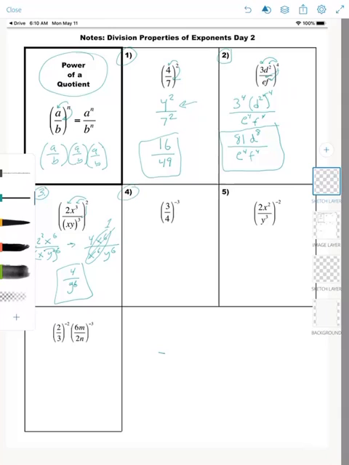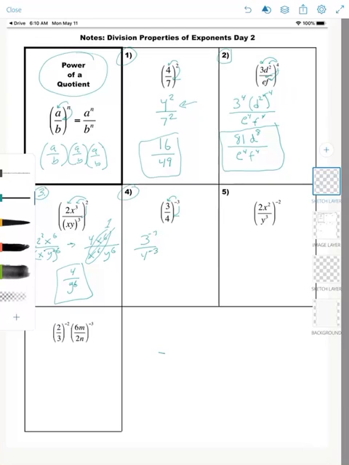Okay, so now we're going to introduce negative exponents, and we'll deal with the negative exponent last, but first we want to use our power of a quotient rule. So the negative 3 exponent gets handed to the 3 on the top and to the 4 on the bottom. So you have 3 to the negative 3 over 4 to the negative 3.